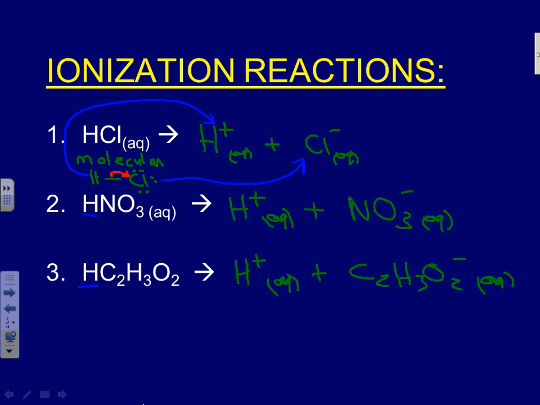So acids are molecules that ionize to make H plus. It is these H pluses that are common in each, and that's what turns the indicators different colors and makes them taste sour and all that stuff. All that stuff is due to the H's. All those properties.